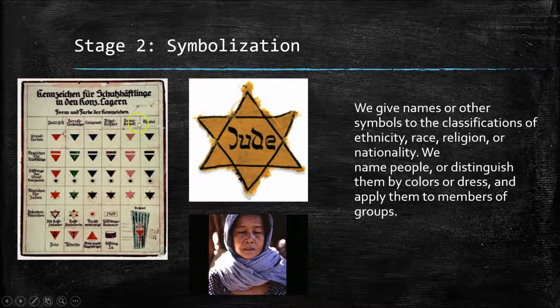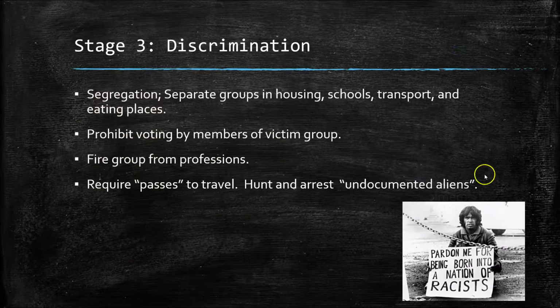So, for instance, you can see that even though it's in German, the homosexual is a pink triangle. And then you see if you are homosexual and Jewish, Juden, Jewish, you have a pink triangle with a yellow triangle making the Star of David. So when you make somebody have an outward symbol to identify them, this is symbolization. This is the second stage of genocide.